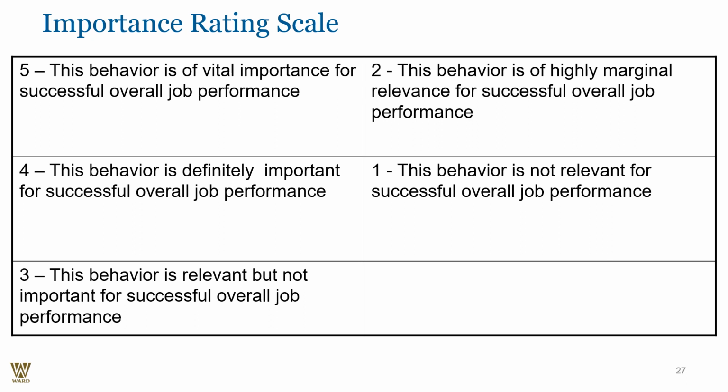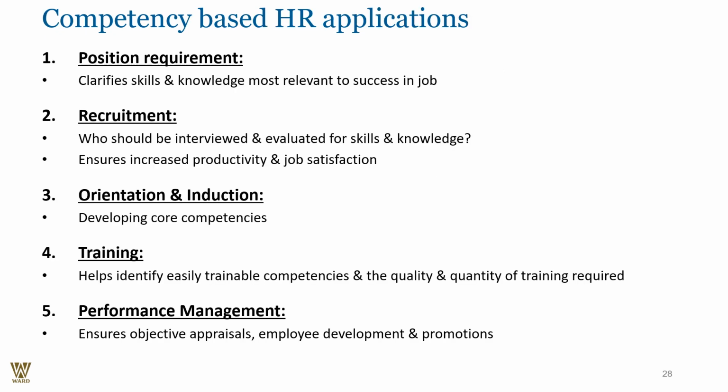Now, again, on the scale of 5, which is the important scale, the poorest behavior is rated as scale number 1. The behavior is not at all pertinent to job performance. On the scale rating of 2, the behavior is mostly marginal, only just relevant for successful overall job performance. 3 is just about adequate for successful job performance. But 4 is where the behavior is absolutely important for successful overall job performance. And the fifth one is of vital importance for job performance.